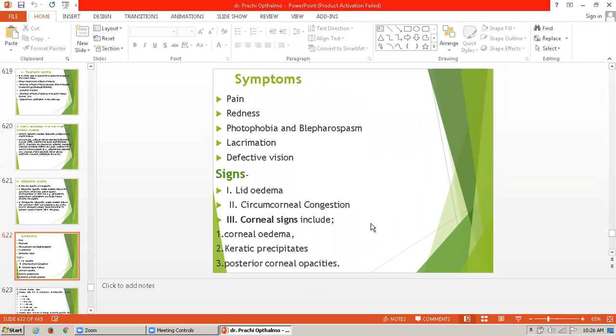Then the symptoms of uveitis. Symptoms of uveitis include pain, redness, photophobia, blepharospasm, lacrimation, and defective vision. And the signs that we can see in a patient are lid edema, then circumcorneal congestion. Corneal signs include corneal edema, keratic precipitates, and posterior corneal opacity.